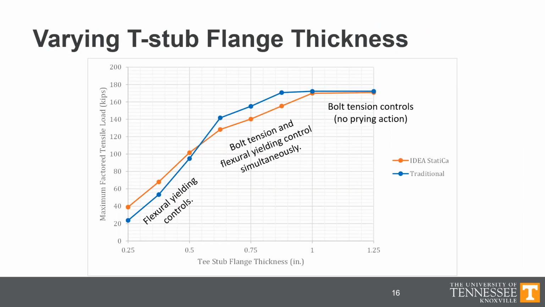But as we compute these results, here what we see is, again, results with variability of the T-stub flange thickness, showing the maximum permitted applied loads for both IDEA StatiCa and the traditional calculations. We see a lot of the same general behaviors. We see for both methods, the traditional calculations and IDEA StatiCa, the three regions of behavior that typify prying action.